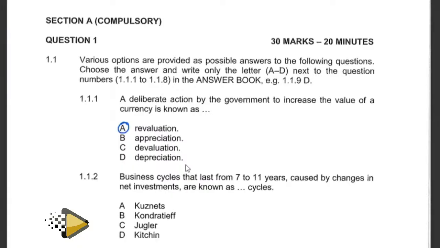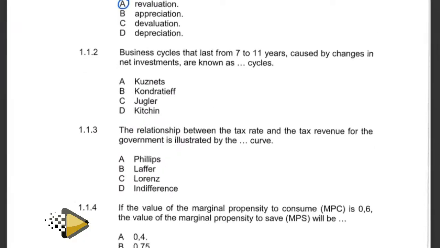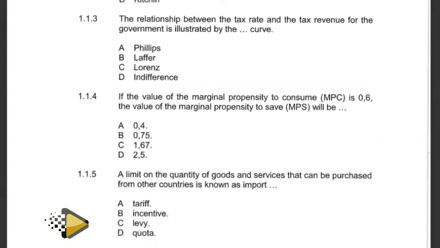Okay, right, grade 12. So now moving on to the next question, 1.1.2. 1.1.2 reads as follows: business cycles that last from 7 to 11 years caused by changes in net investment are known as Juglar. So grade 12, if you still remember, I always tell you that whenever you are dealing with questions under economics, make sure that you apply the elimination method. You compare all the given set of options before you select the appropriate answer that you think can help you to score more marks.